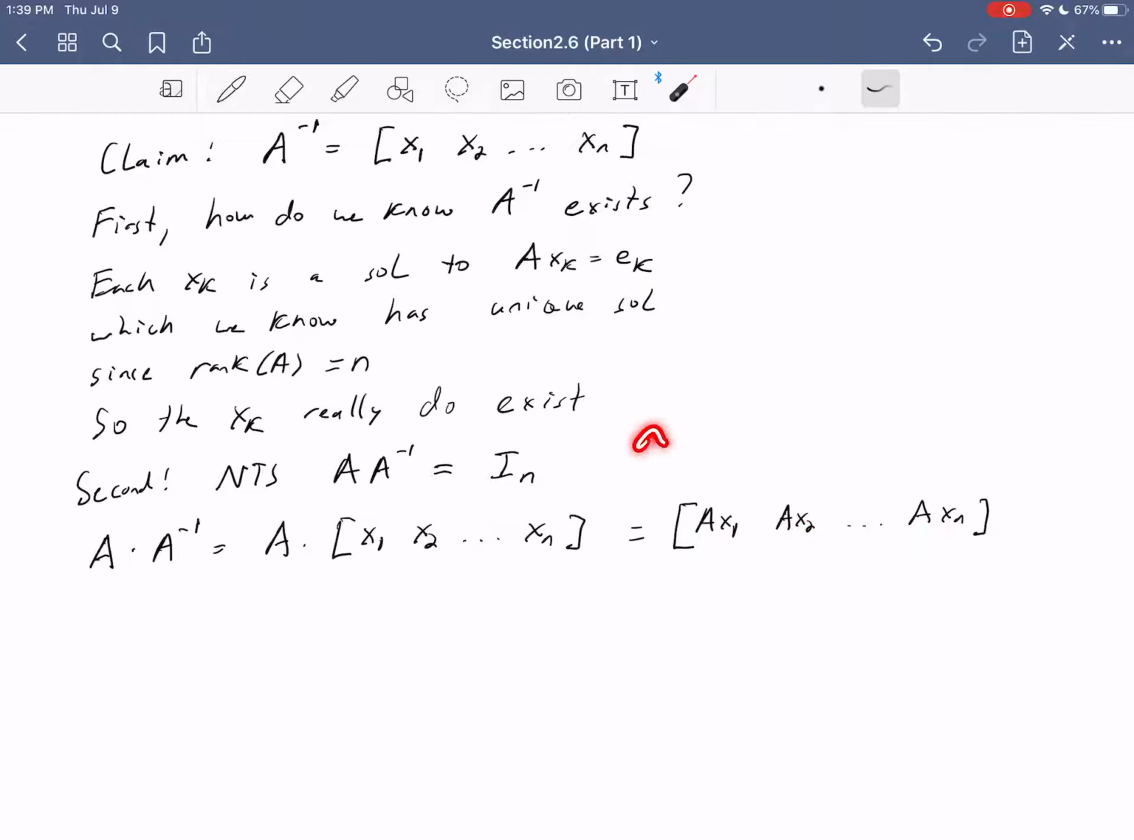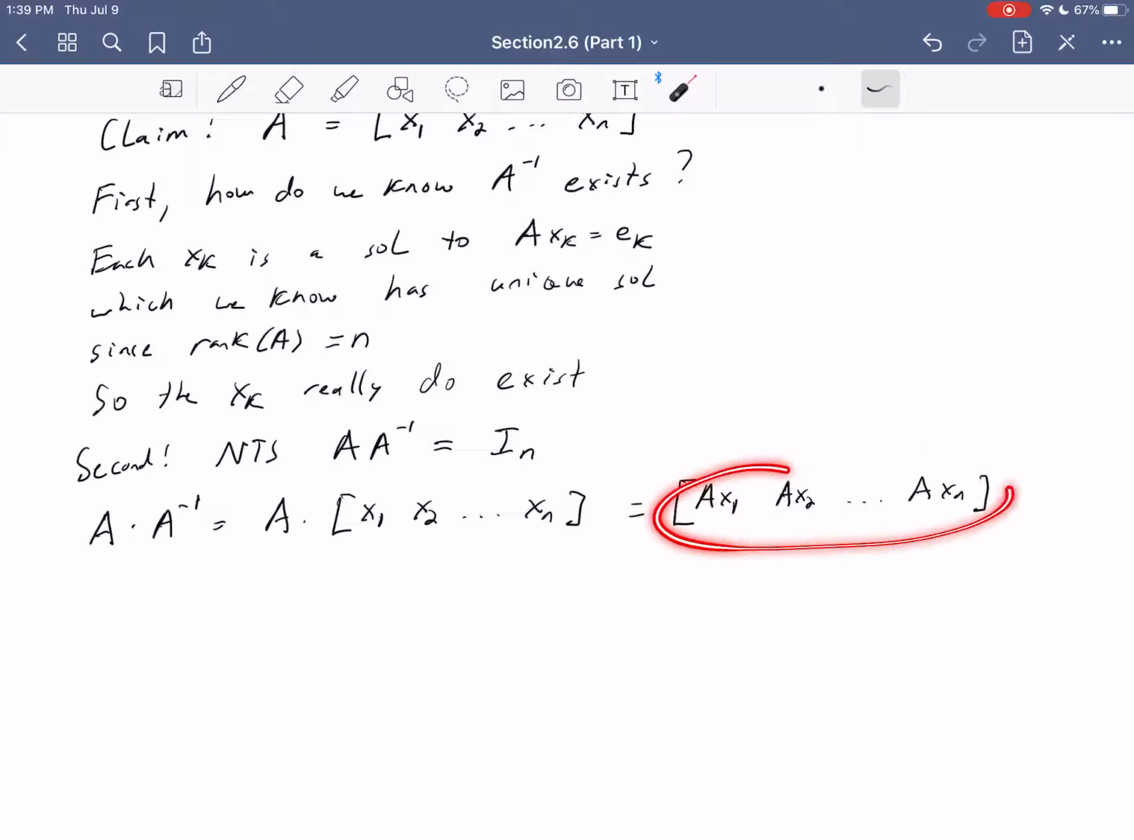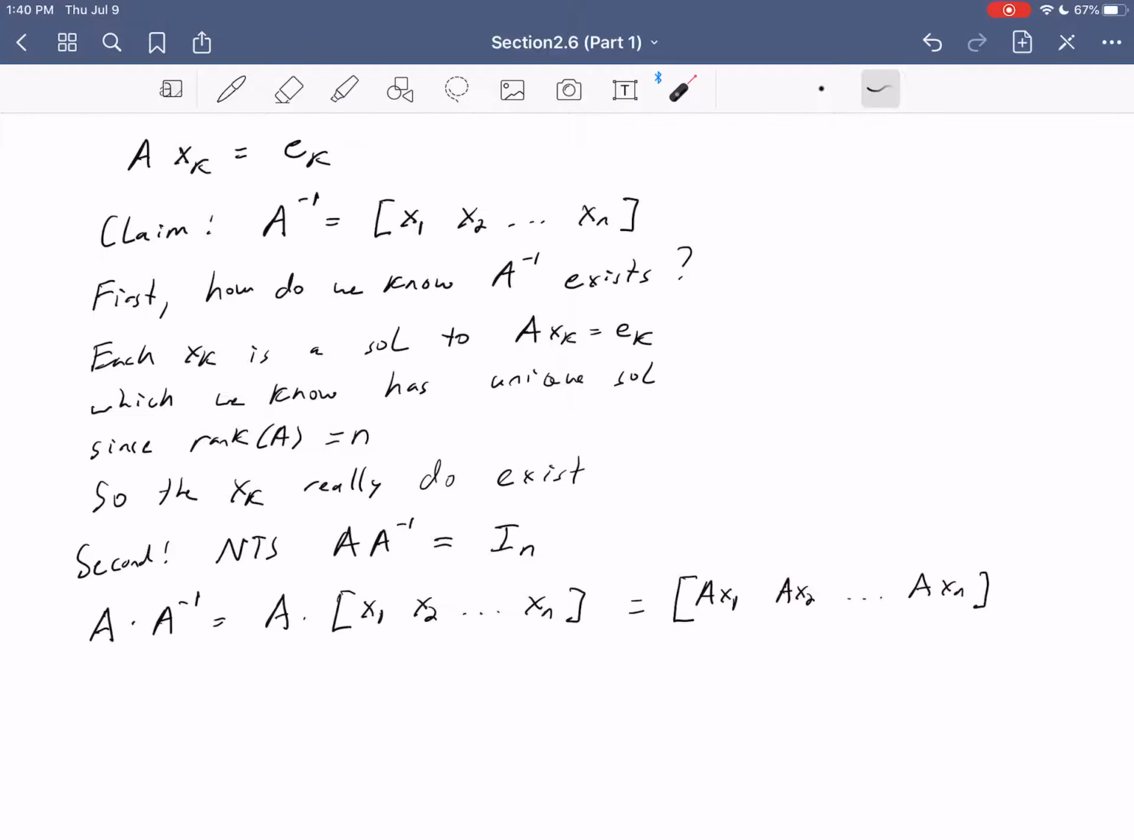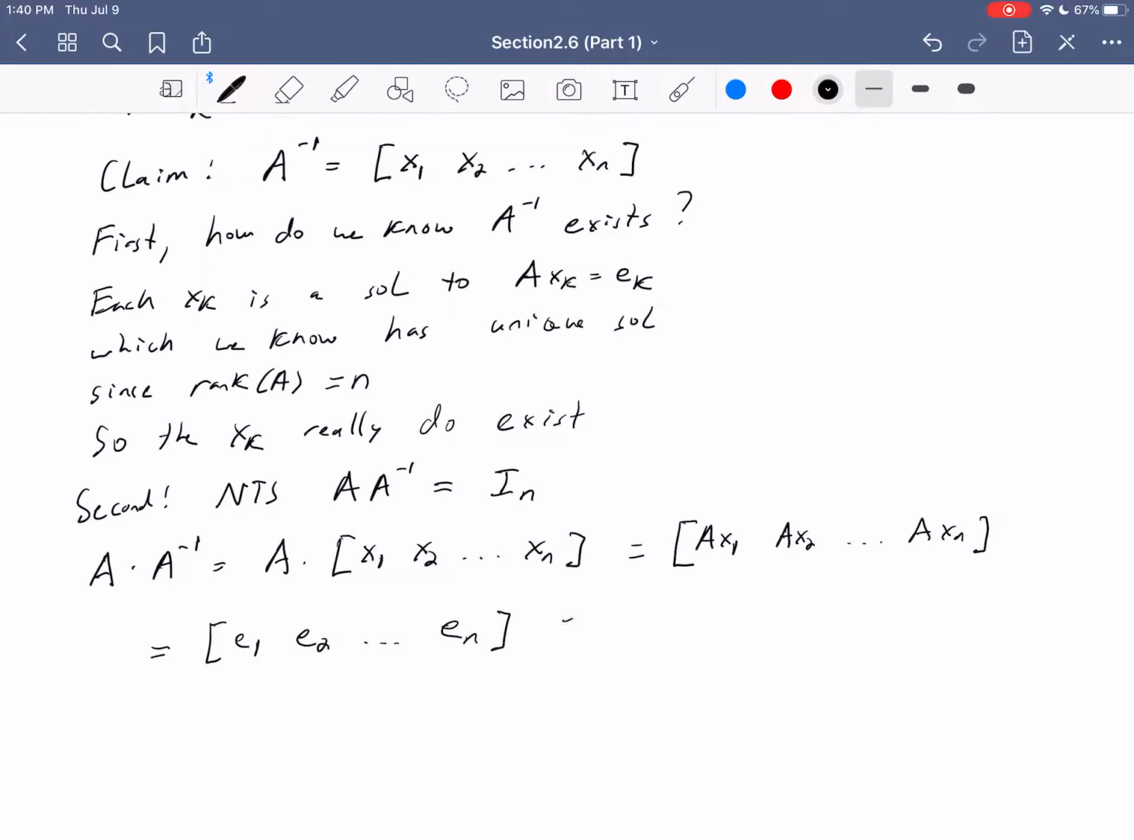Remember, each of these is an n by n times an n by 1. So each of these is an n by 1. Each of these is a column vector. Okay, but what do we know about these? Well, by definition, AXk equals E sub k. So this is equal to E sub 1, E sub 2, down to E sub n. And that, by definition, we said, is the identity matrix. So we're all good. So we've now shown that A times our claimed A inverse really is the identity.